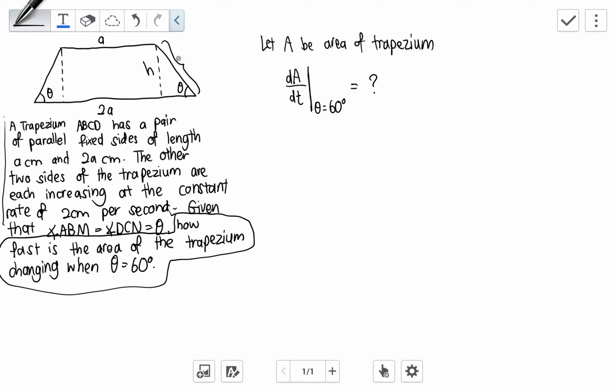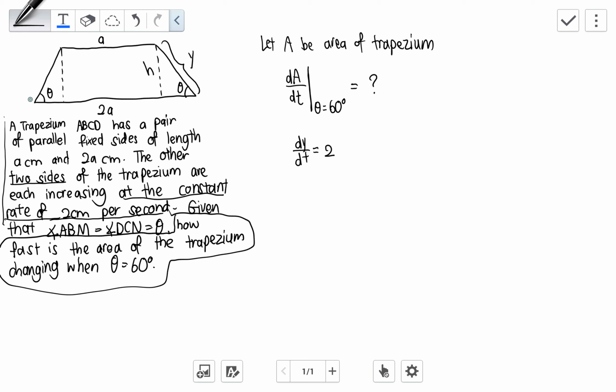be, what is this side? We could let it be y, and see then what is the rate of change of y. The rate of change of y according to this sentence would be a constant rate of 2 cm per second. The two sides are changing at a constant rate of 2 cm per second. So dy/dt equals 2.